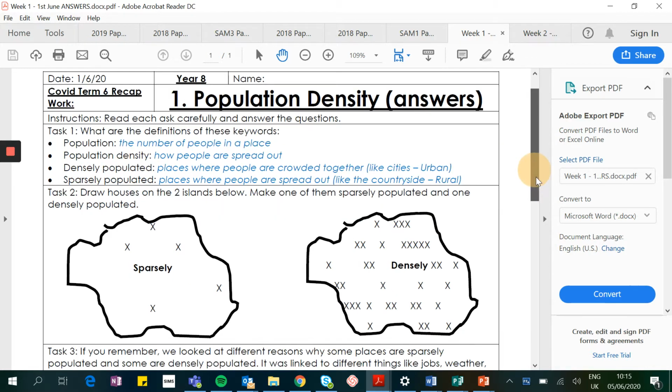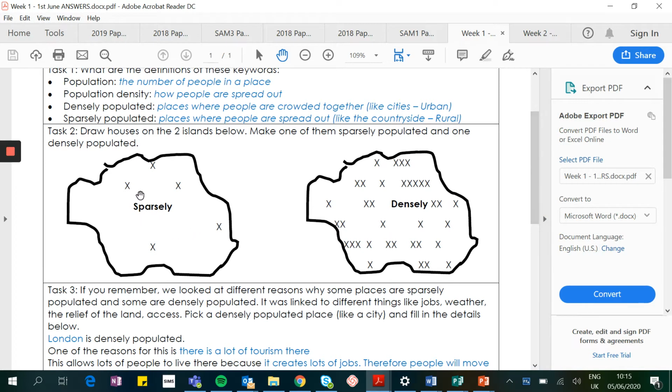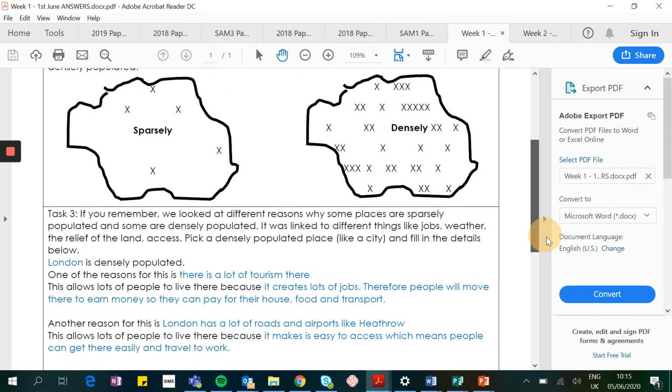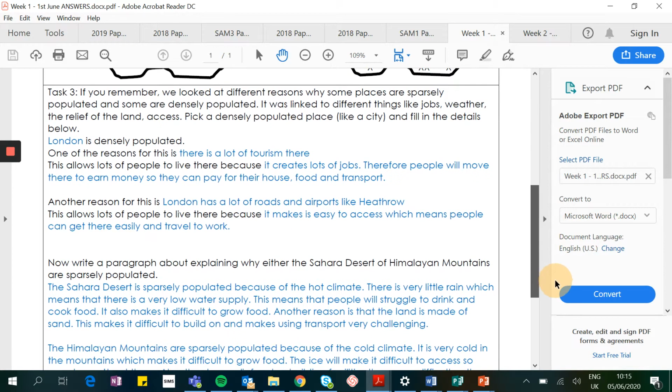That leads on to the task you had to do next, where you've got your two islands. You had to make this one sparsely populated and this one densely. And I've just put some crosses, a few spread out on the sparsely one and lots clustered together on the densely one. What you then needed to do is pick a city basically and explain why it's densely populated.